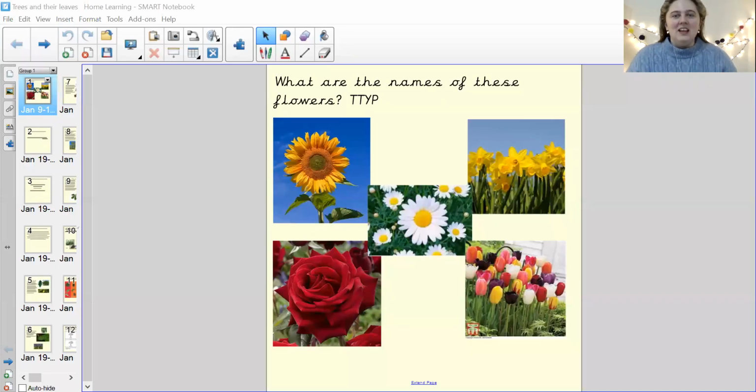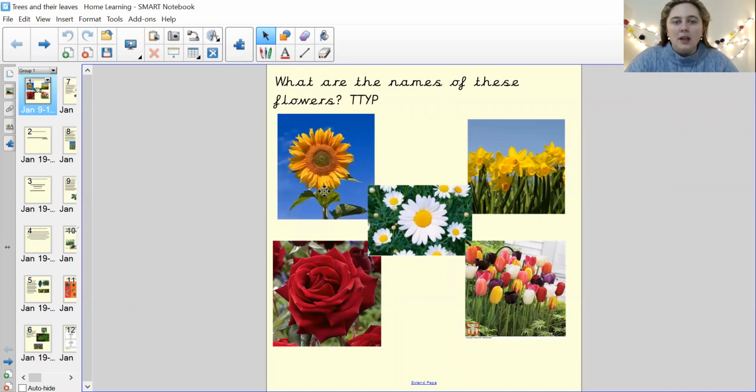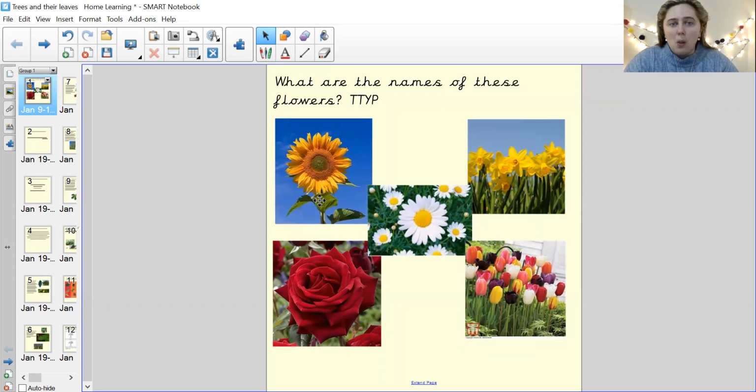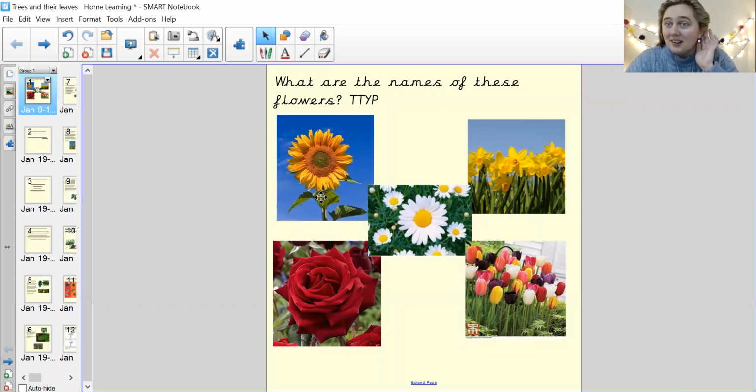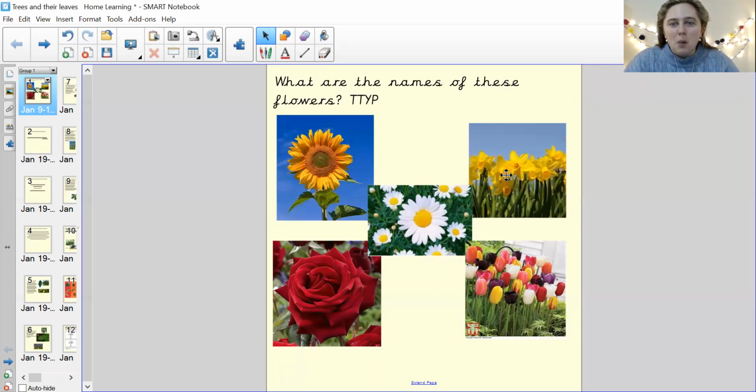Okay, so before we start, I wonder if you can remember any of the names of these flowers. So you can talk to a partner, you can talk to your teddy bear, you can do anything you like. So I'm going to wiggle a flower like this. Can you tell me or tell your partner what flower it is? What flower is it? Sunflower, good. What's this one?